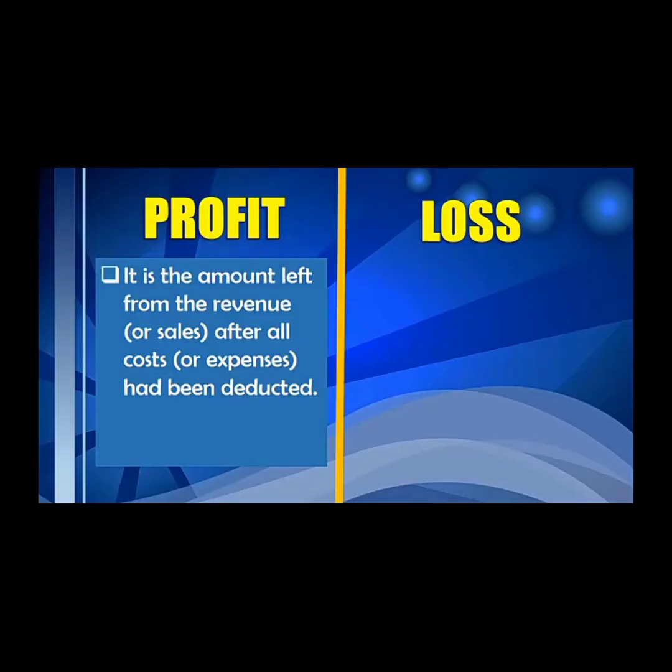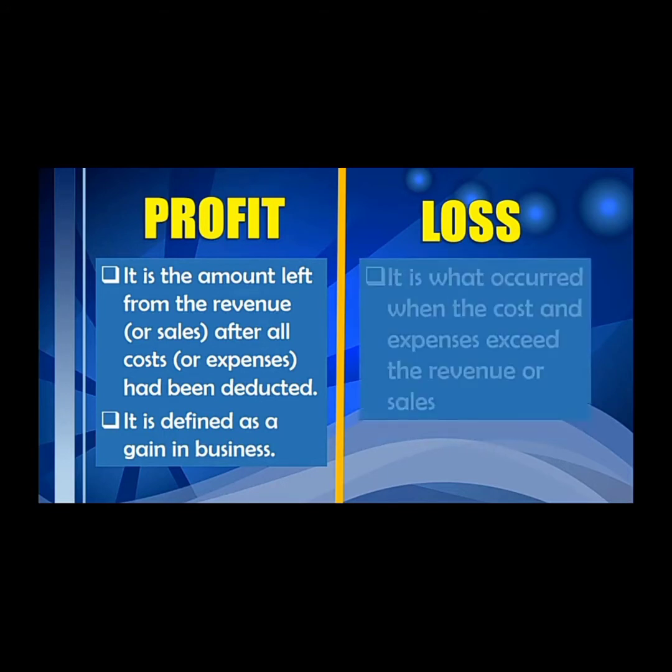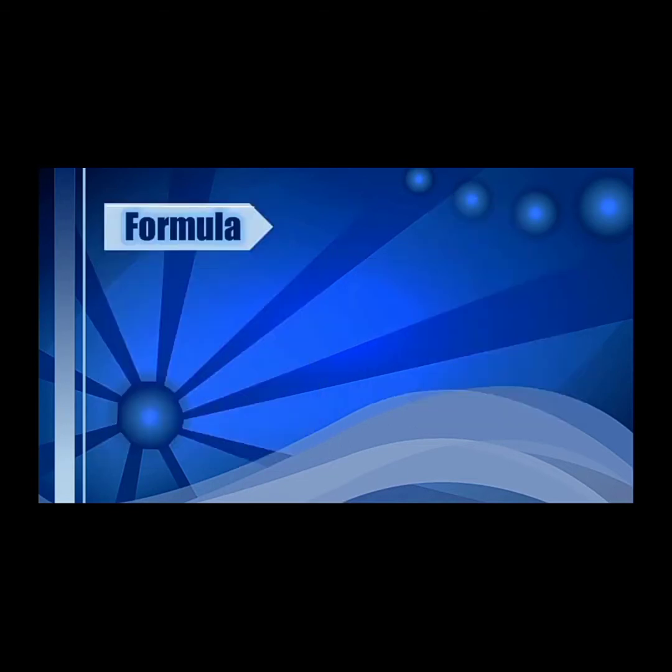The definition of profit and loss. When we see profit, it is the amount from the revenue or sales after all costs or expenses have been deducted. It is defined as a gain in business. On the other hand, loss is what occurs when the costs and expenses exceed the revenue or sales. These two concepts are very important in business.